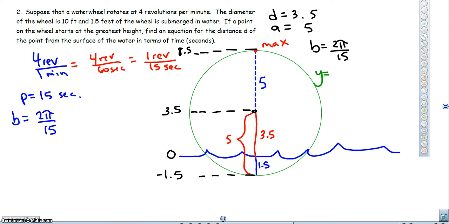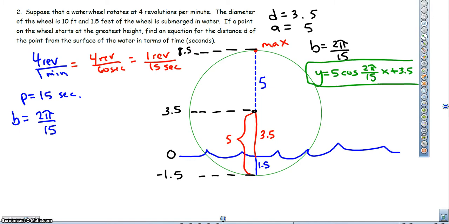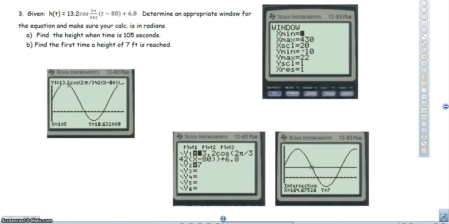Y equals, let's see, 5 cosine 2 pi over 15 x plus the midline D value 3.5. And that's what it appears to be, because it is starting from the greatest height. So that's how I know it started there. So that's a positive. Alright, so now that's all they wanted. Let's look at the next problem.